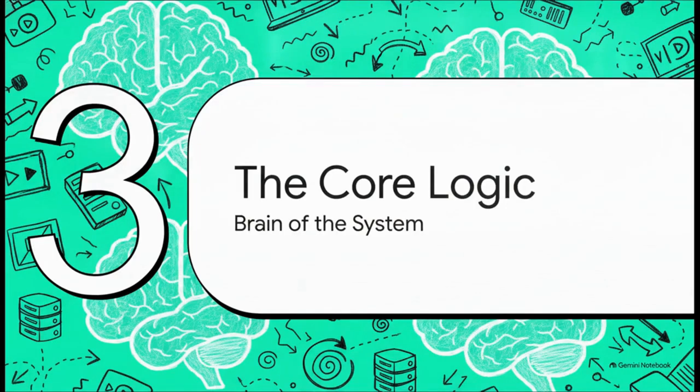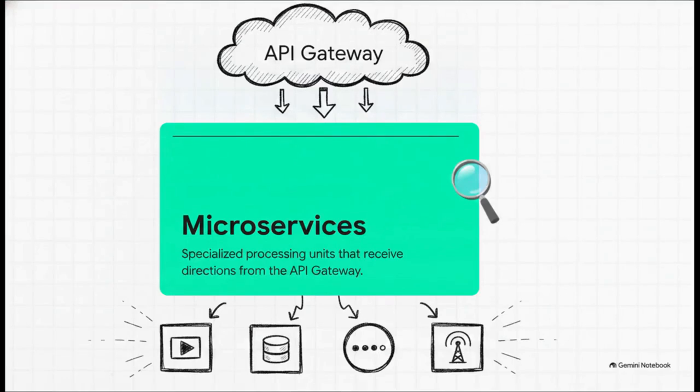Which brings us to Section 3, the core logic. This is where the microservices come in. They take on the specific tasks required by your initial request. You see, instead of having one giant, clunky, monolithic application trying to do absolutely everything at once, the system is broken up into these independent, specialized units.